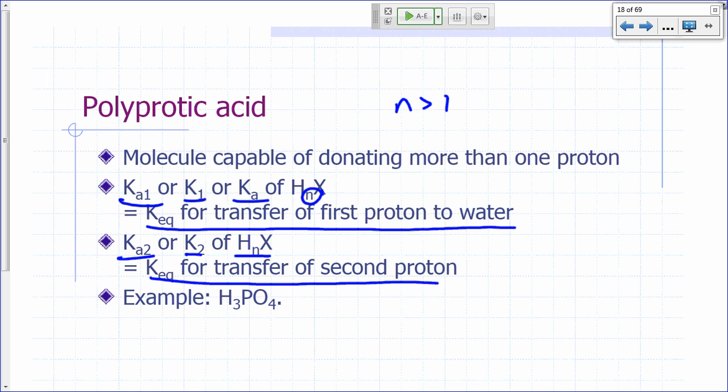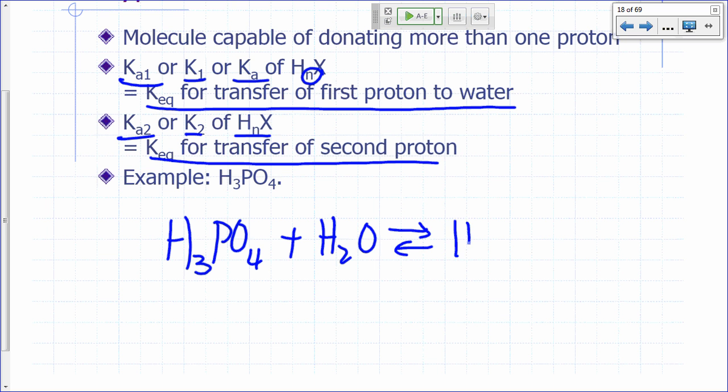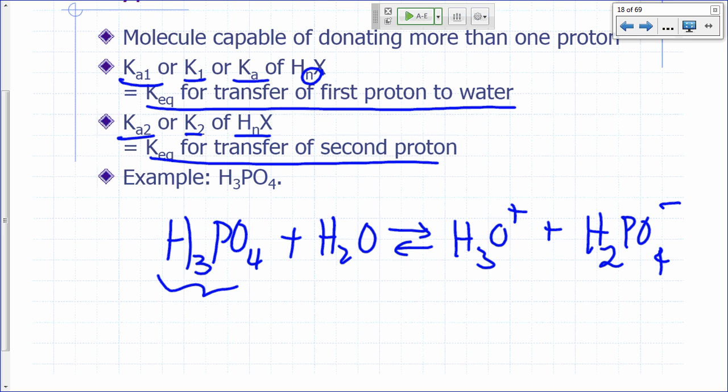For example, H3PO4. If I were to transfer one proton from H3PO4 to water, that gives you H3O plus. What's left behind if I remove a proton from H3PO4? H2PO4, and its charge is now going to be -1, right? So the KEQ for this reaction is called the Ka1 or the Ka of H3PO4.